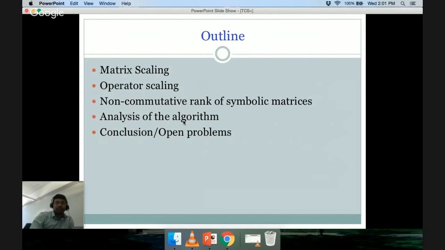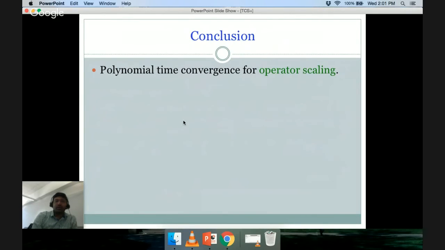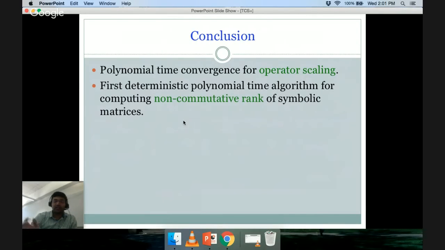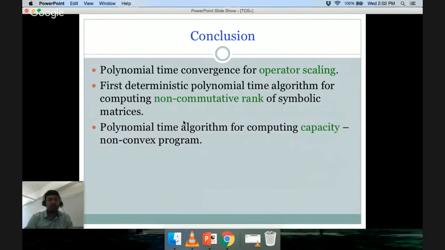Okay. So if there are no questions, I'll move on to the conclusion and some open problems. So we give a polynomial time convergence for operator scaling. This was used to get the first deterministic polynomial time algorithms for computing non-commutative rank of symbolic matrices. And also using this, we get a polynomial time algorithm for computing capacity, which is actually a non-convex program.